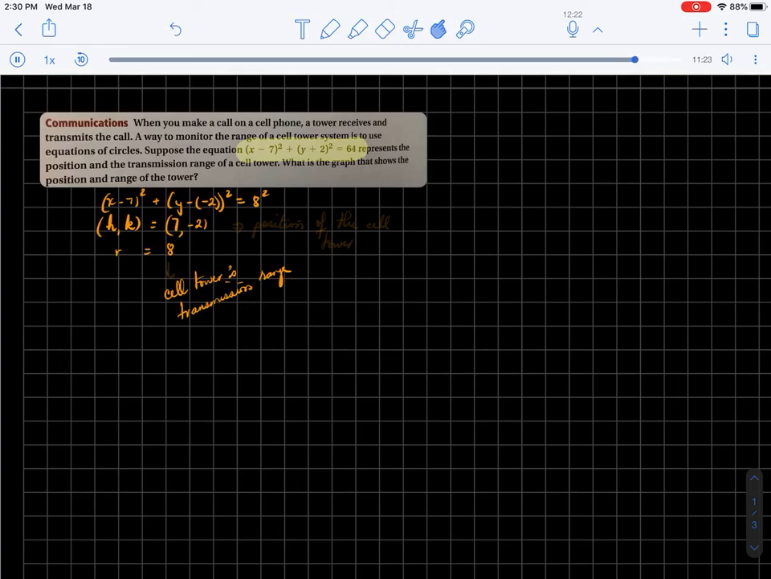All around the circle. What it means in this scenario: the center right here tells you the position of the cell tower. The radius in this case is the cell tower's transmission range. So once you have the center and your radius, the signal is transmitted everywhere.